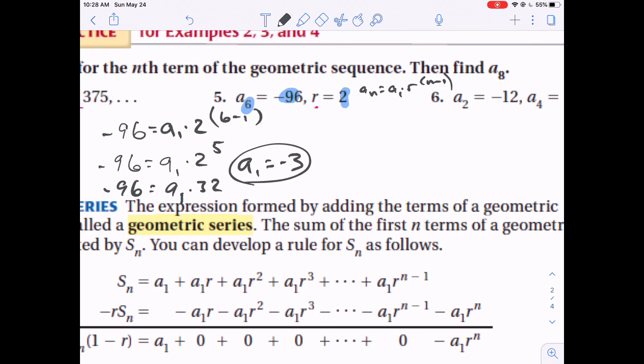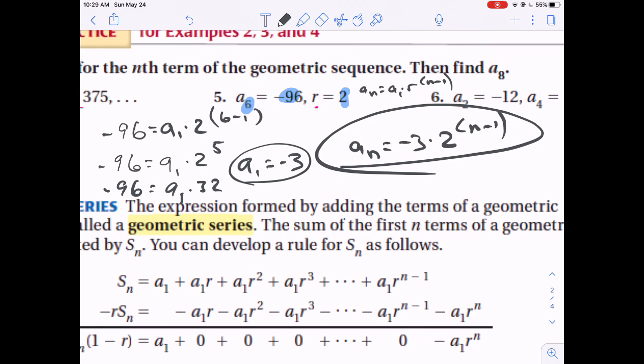Now, that's just A1. I got to write the rule. So a sub n equals negative 3 times, the r here is 2, to the n minus 1. That is the actual rule. Alrighty, folks, good luck.